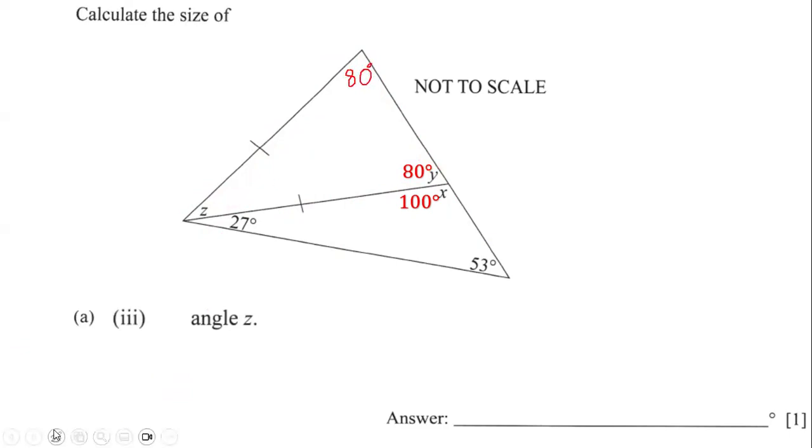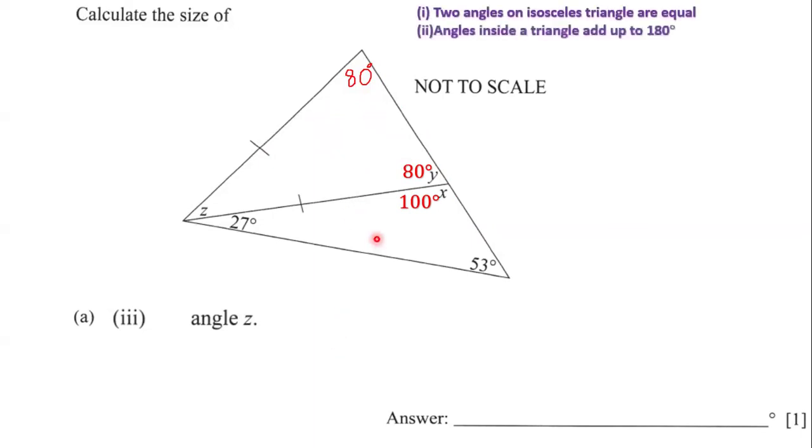And so that means in order for us to determine the size of angle Z, we have to add 80 degrees and 80 degrees. And once we add them, then we're going to subtract them from 180 degrees. Why are we subtracting from 180 degrees? Because angles inside of a triangle add up to 180 degrees. And so that means that if we add 80, Z, and 80, it should add up to 180 degrees because angles inside a triangle add up to 180 degrees.